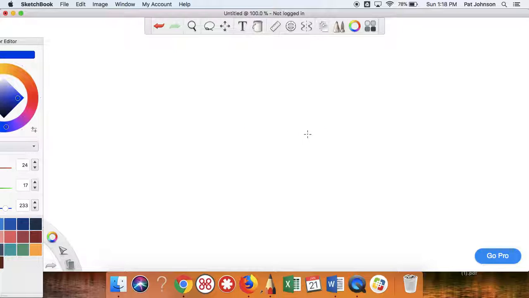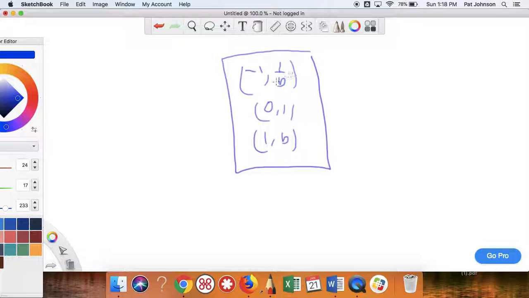And again, when you're learning these, learn (-1, 1 over b), (0, 1), and (1, b). These are important coordinates, because if you can get these coordinates, then you can make the transformation to those coordinates and get the new coordinates when you're doing transformations, and then you can plot them.